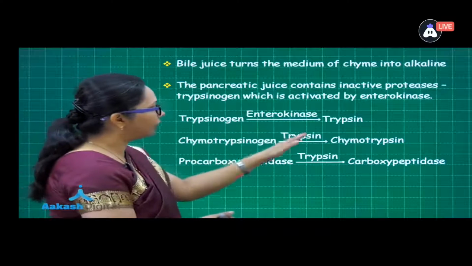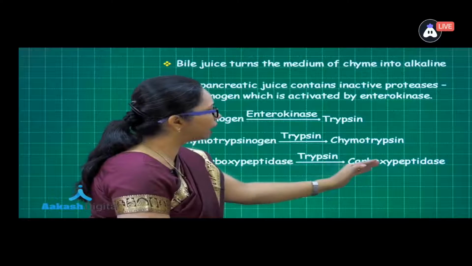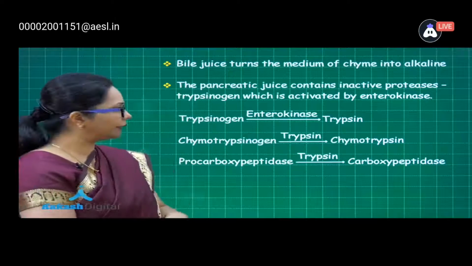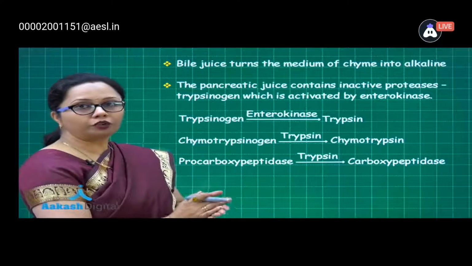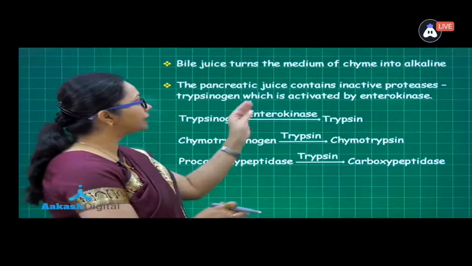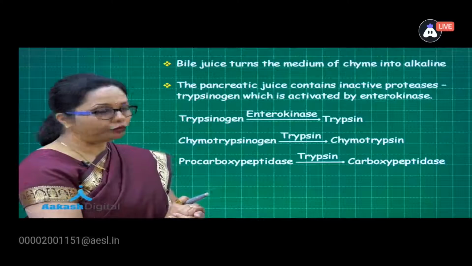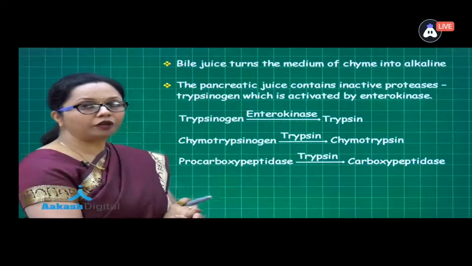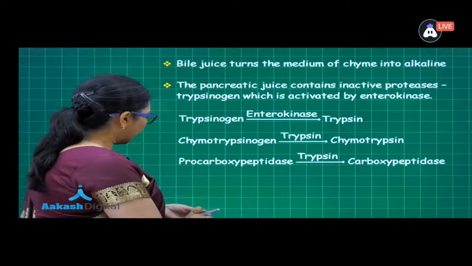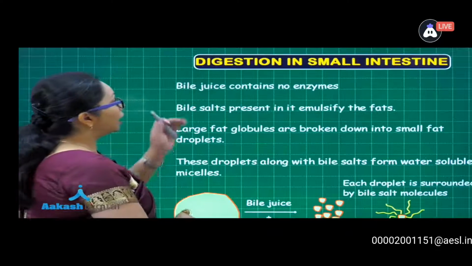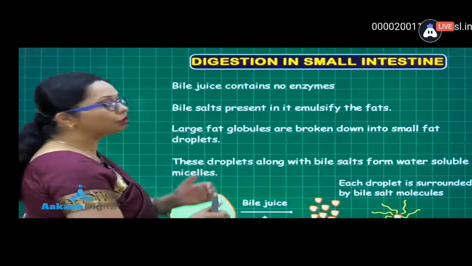These are activated by trypsin, and as we can see their activated forms, that is chymotrypsin and here it is carboxypeptidase. Now, enterokinase as an enzyme is very important for the question point of view also, because this is an enzyme of the intestinal juice, but it is not acting on any food, but rather it is utilized for activation of inactive trypsinogen.